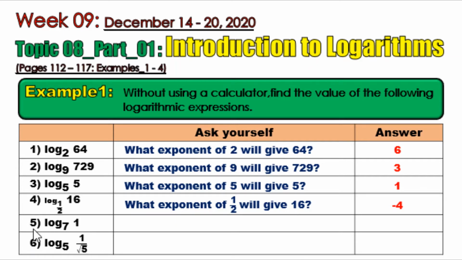Now we have number 5, logarithm of 1 to the base 7. What exponent of 7 will give 1? Again, we'll be using one of the laws of exponents, which is the zero exponent. So we have 0. Logarithm of 1 to the base 7 is equal to 0.